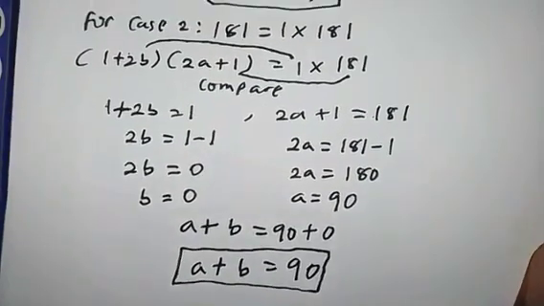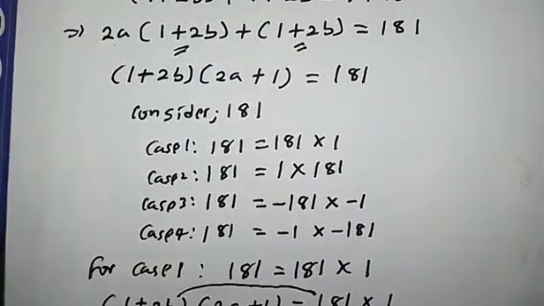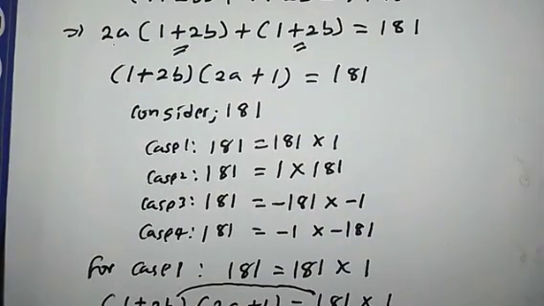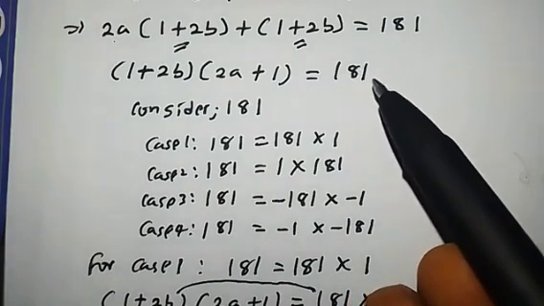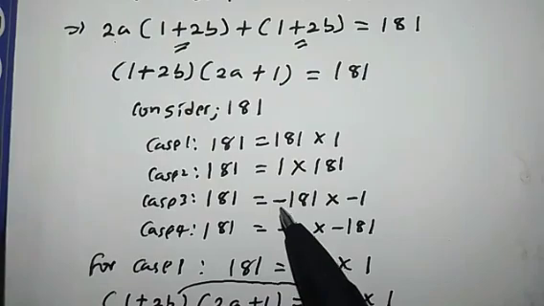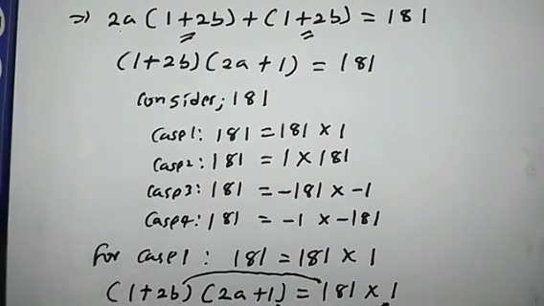Now, let us consider case 3. For case 3, what we have to do is to replace this particular 181 with minus 181 times minus 1. So let us do that now.